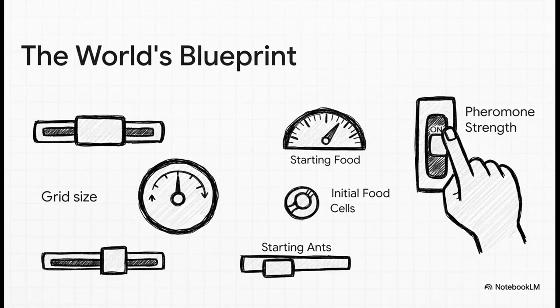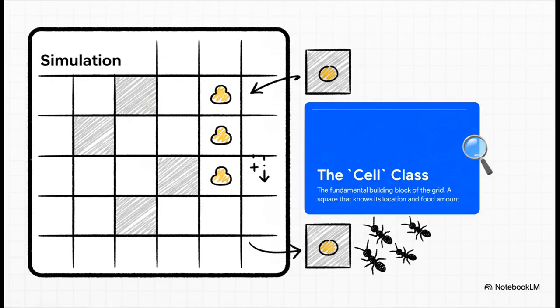And these are all the dials and knobs the game master gets to turn at the very beginning. The simulation parameters list defines everything: how big the world is, how many nests get created, how much food they start with, and even the physics of their communication, like how strong a pheromone trail is and how quickly it fades away. So if the simulation is the entire game board, then the cell, well, that's just one single square. It's the simplest, most basic building block of this whole world. Every single cell knows its own coordinates, its row and column, and most importantly, how much food is sitting on top of it. Everything in this simulation happens inside one of these cells.